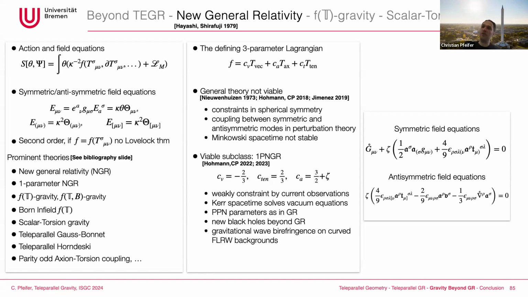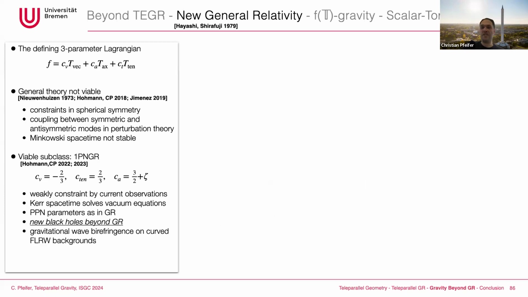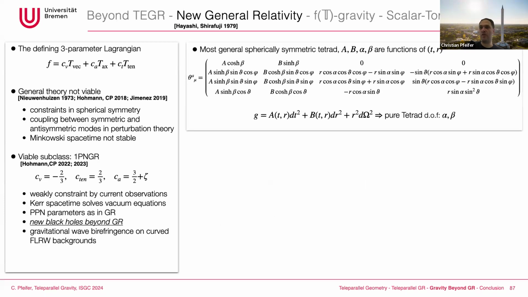What we find when we do perturbation theory in cosmology, on curved Friedmann-Lemaitre-Robertson-Walker backgrounds, is gravitational wave birefringence. This would be one option for how to constrain these models. So let me discuss these predictions in a bit more detail.